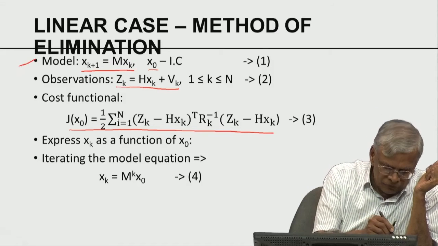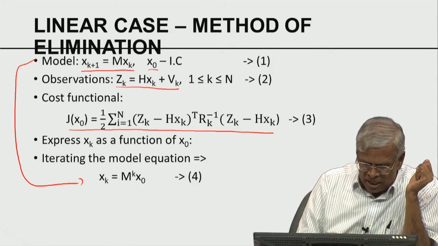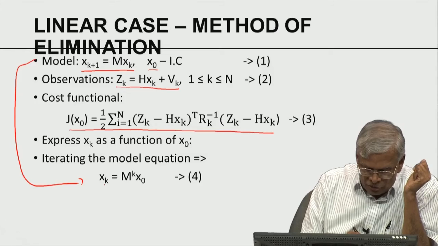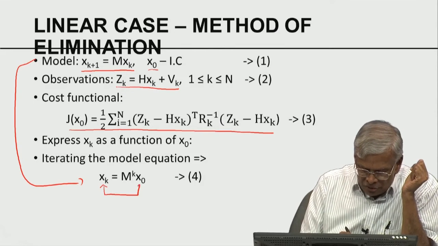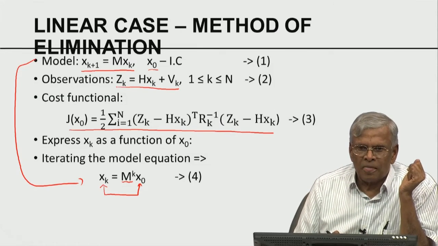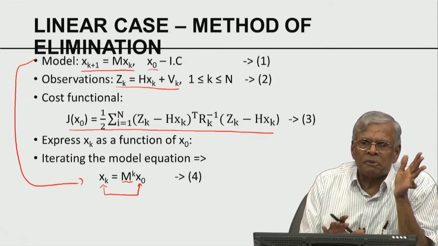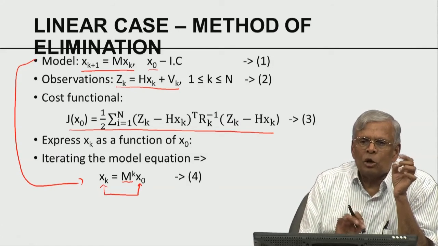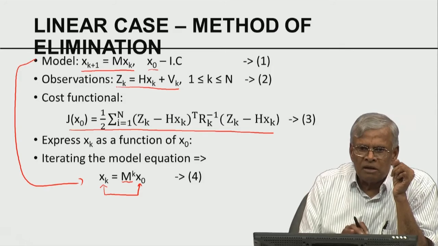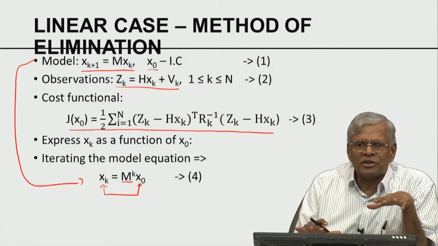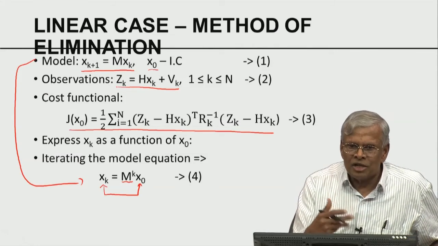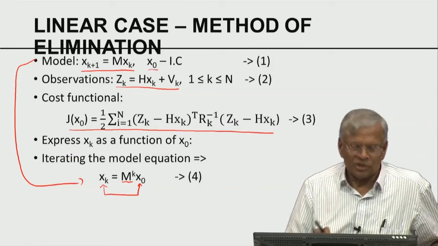By iterating the model, you can readily see x_k equals M to the power k times x_0. So I have expressed the model state at time k in terms of the model state at time 0 through the kth power of this state transition matrix. Yes, M to the power of k involves matrix-matrix multiplication. We know matrix-matrix multiplication is very expensive computationally. Even though computationally this could be very expensive, I want to provide a basis for comparison for later methods. That is why we are going to indulge in this so-called method of elimination.